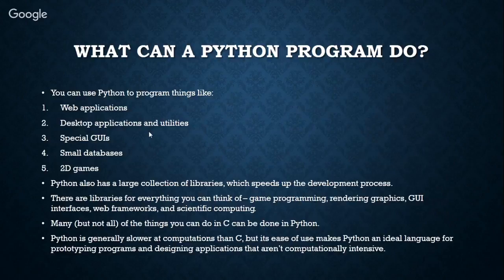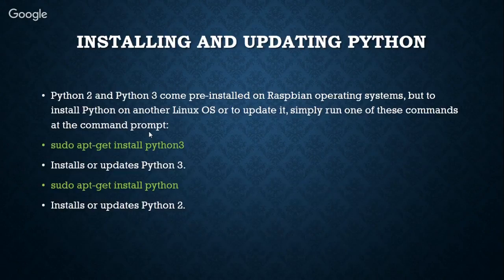So what can we do with a Python program? You can use Python for web applications, desktop applications, special GUIs, small databases, and games. You can create those things. Python 2 or Python 3 can come pre-installed with the Raspberry Pi. So you can just have Python, or simply run one of these commands at the command prompt.